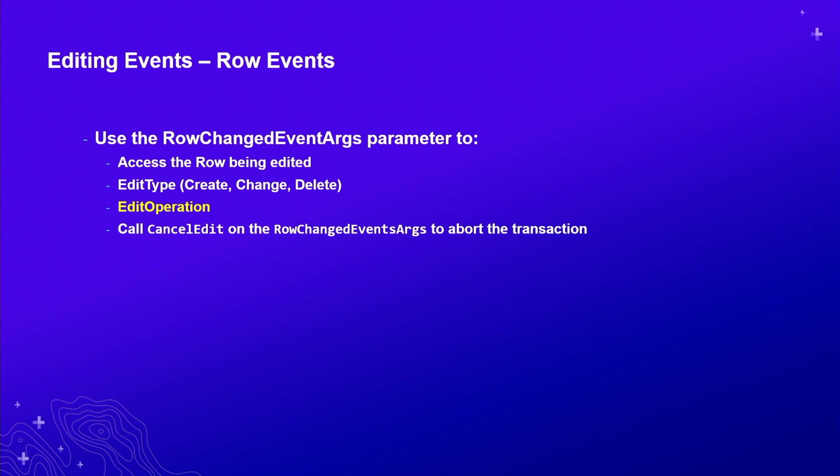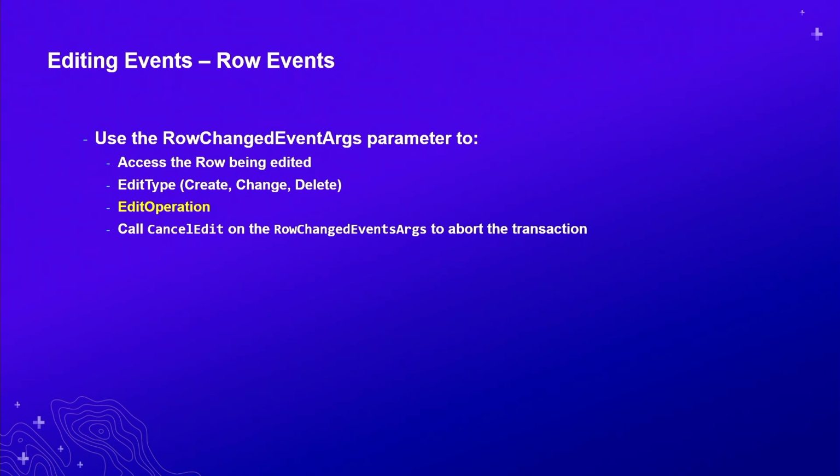The parameter, the variable that's passed back to you during a row event, is a RowChangedEventArgs. This obviously gives you access to the row being edited. So if I created a feature and I listen to a row created event, it's going to give me the row back that was actually created. You get passed back the edit type. That's only really important if you're pointing the row events to the same delegate. Normally you don't really look at it too much.